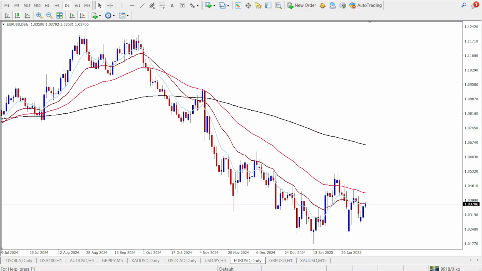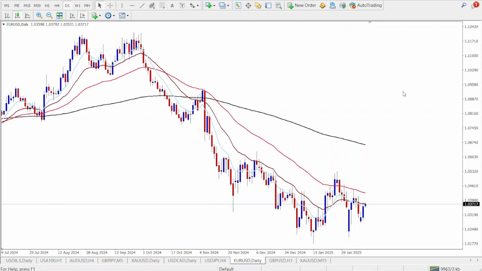Now let's talk about candlestick patterns and why they are essential. Candlestick patterns tell us how buyers and sellers are reacting in the market. Instead of blindly following moving averages, we use candlesticks to confirm whether price respects the moving averages or is about to reverse.